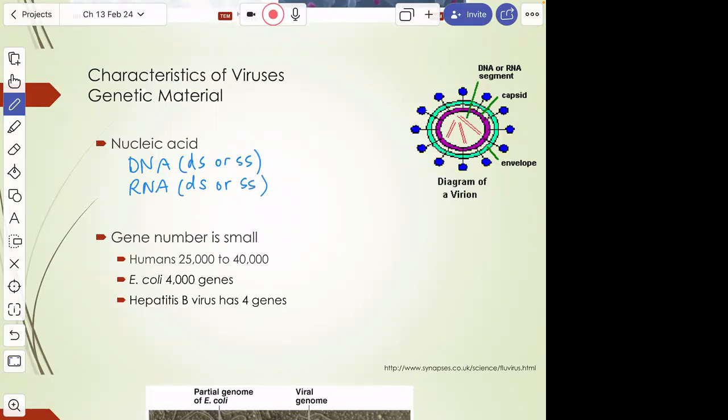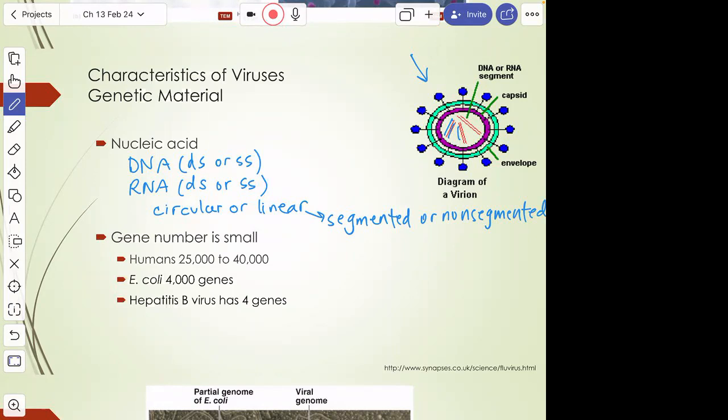That nucleic acid can be circular or linear. So in this graphic over here, you see the red lines, that's the linear, whatever it is, DNA or RNA. If it's linear, that can be considered either segmented or non-segmented. I think sometimes that's also referred to as continuous.